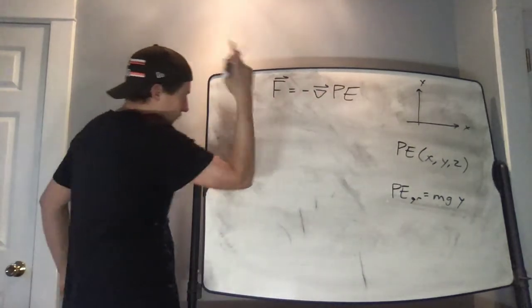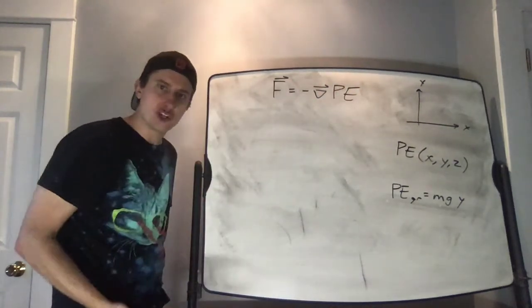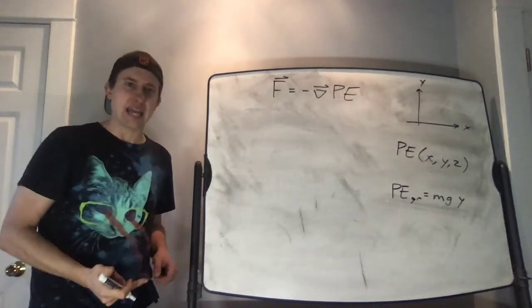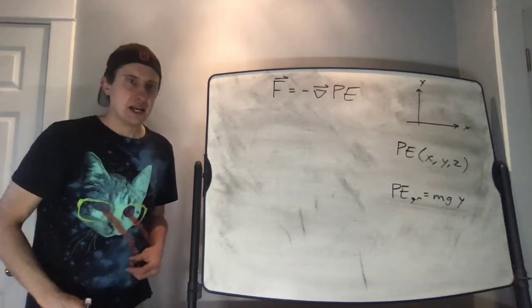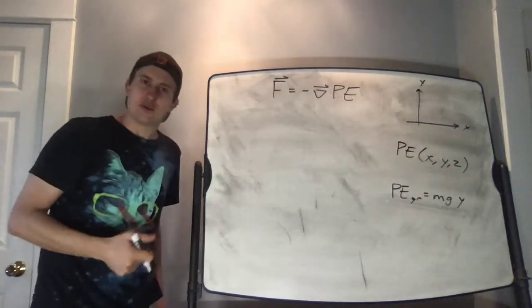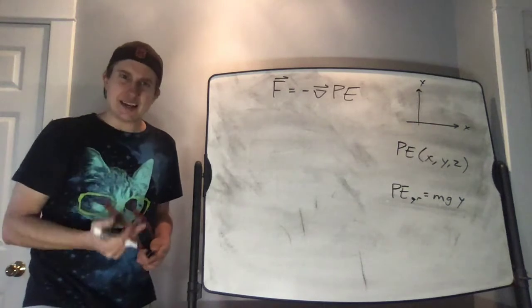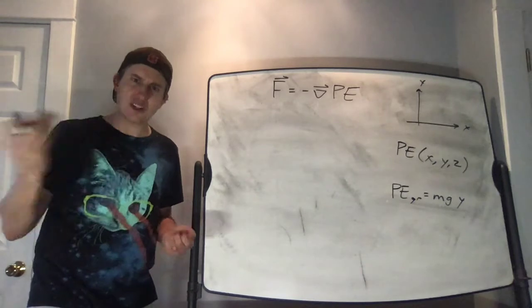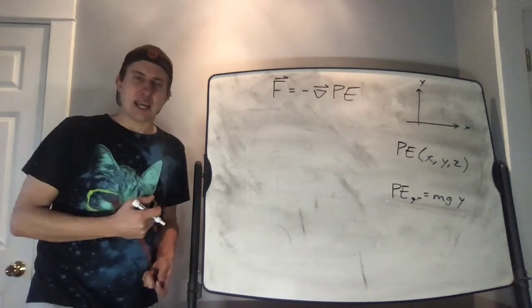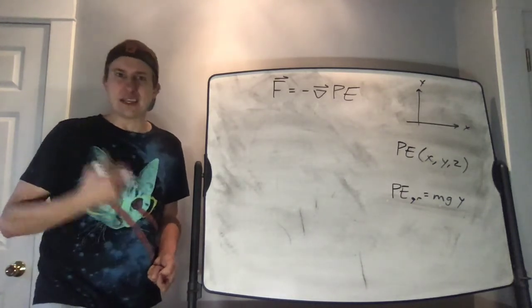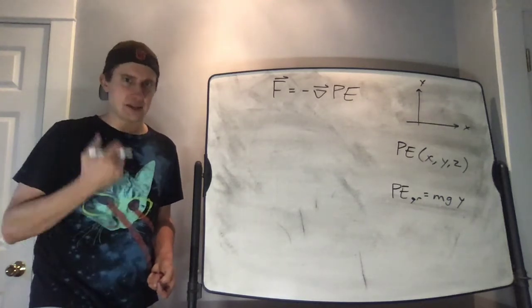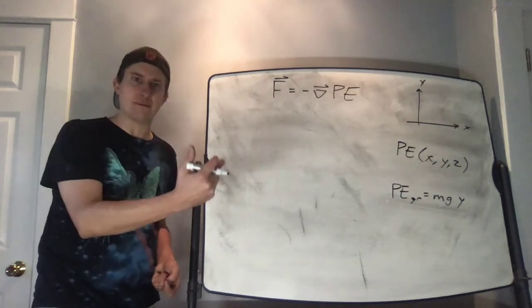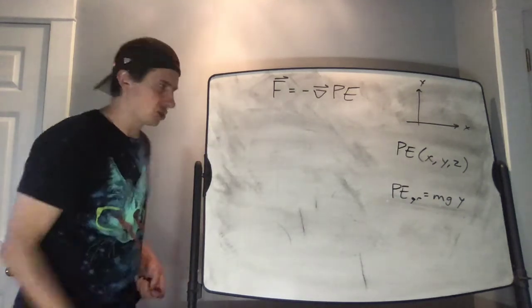So here we have our force, here we have potential energy, a negative sign, and then we have this upside down triangle that has a vector arrow above it. This upside down triangle is known as the Nabla operator. It is not a function, it is not a number, it is an operator. So in math, what is an operator? Think about a derivative. A derivative is not a number, a derivative is not a function, but a derivative is something that you apply to functions and do to those functions.